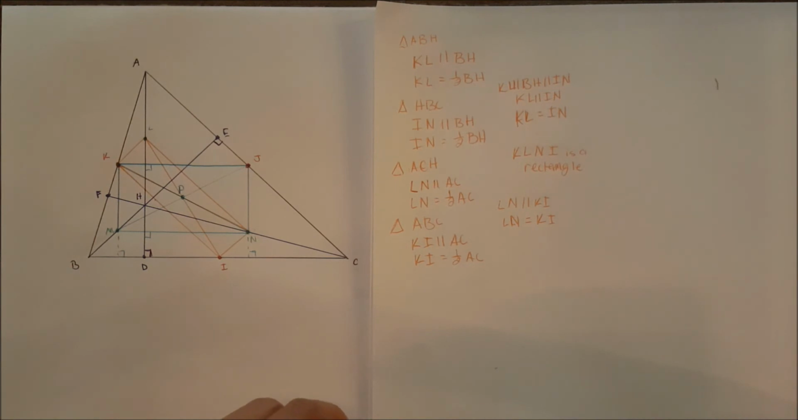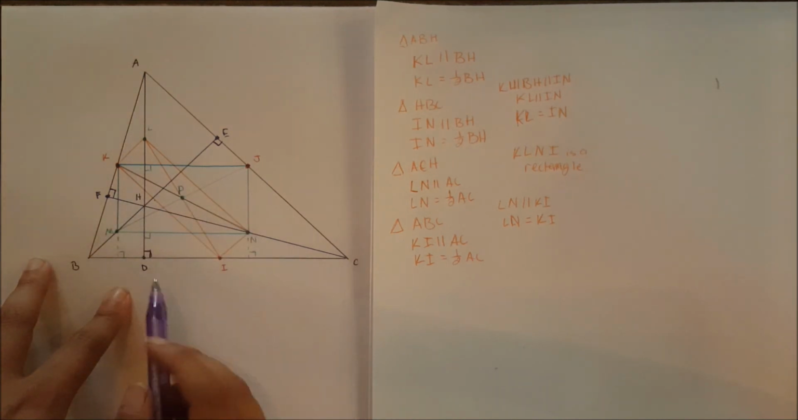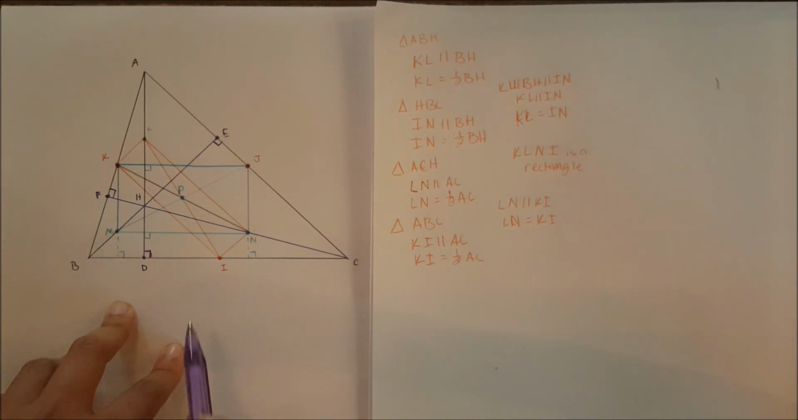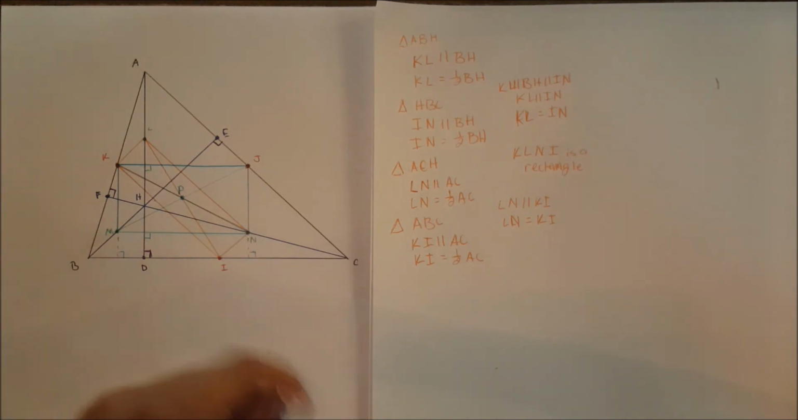And lastly, we have point F. So now let's look. We know that CF is perpendicular to AB, F lying on AB. And let's take a look at triangle KFN. So we see that the hypotenuse is also the diagonal of the rectangle KJNM. So this point F must also lie on the circle.